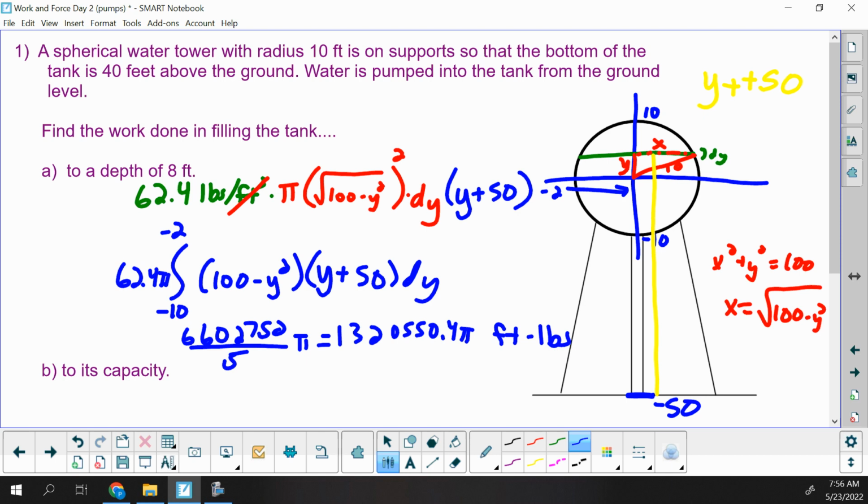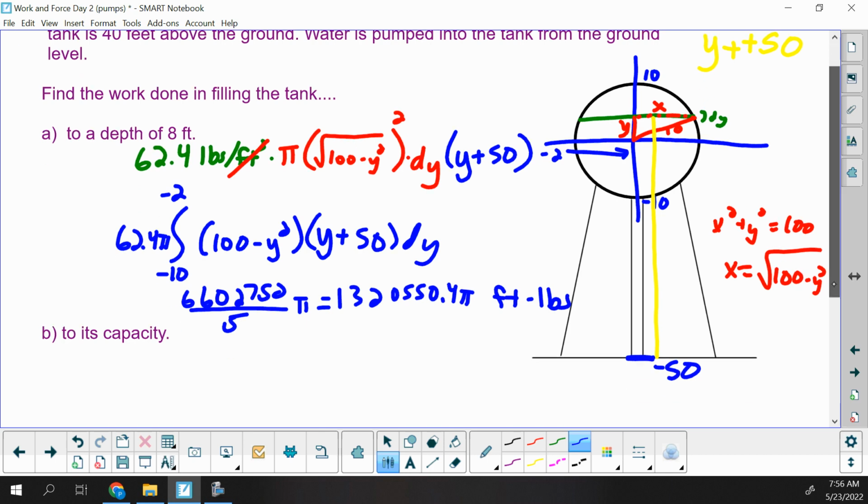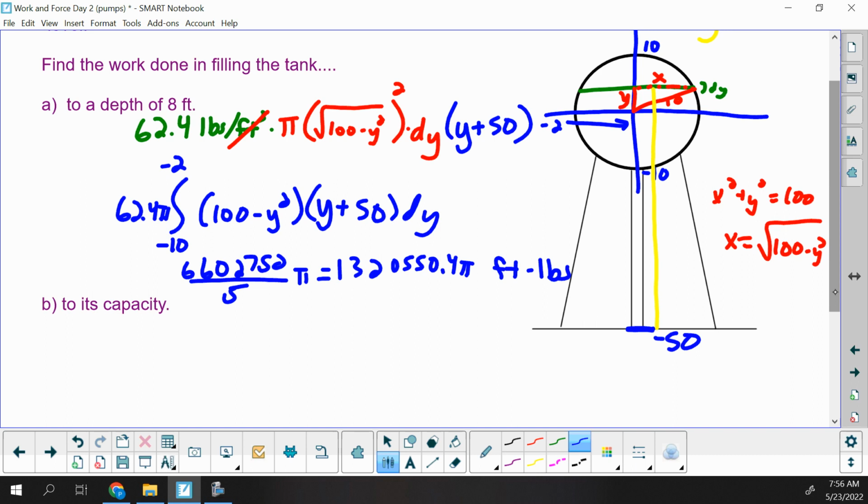In part B, we want to fill it to capacity. So our density is the same. The volume of a slice is the same. We're still coming from the ground up to a random y value. So distance is all the same. The only thing that's going to change in this one is our bounds. So we'll go -10 to 10.